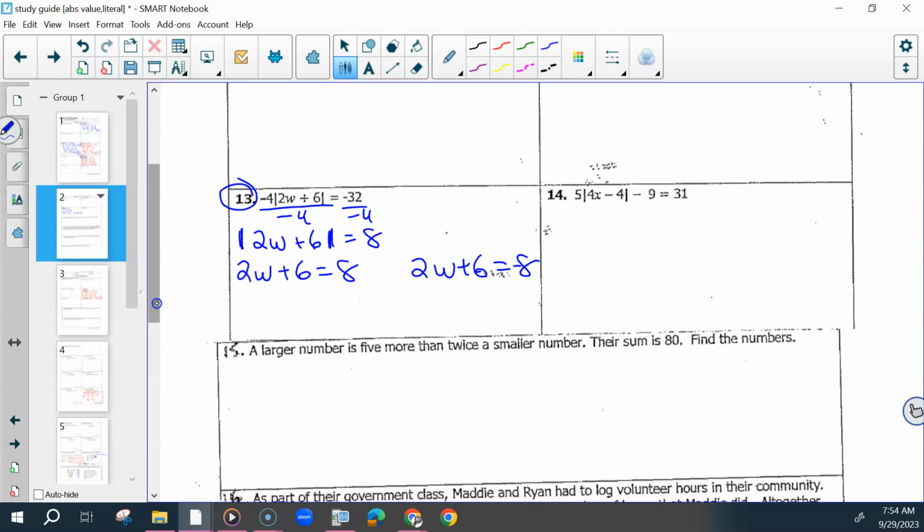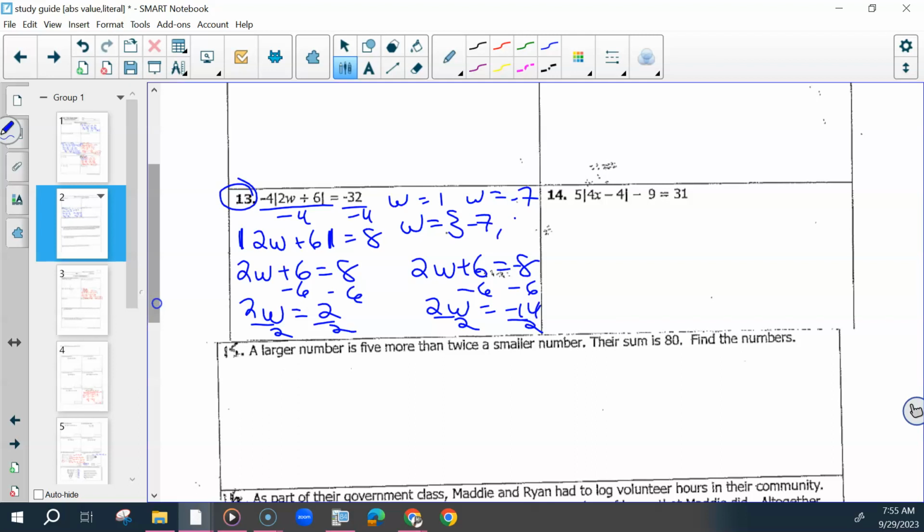Now we can solve both of these for w. Subtract 6. And divide. So that w equals 1 and negative 7. Remember to put that as a solution set in curly brackets, least to greatest.